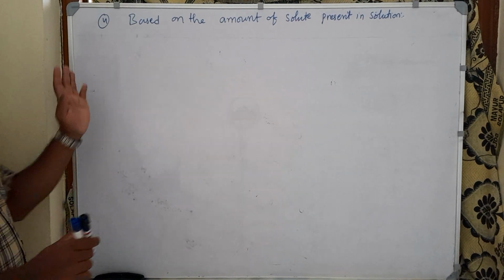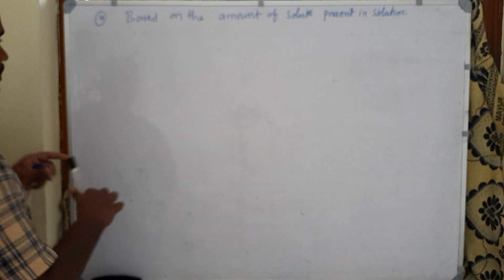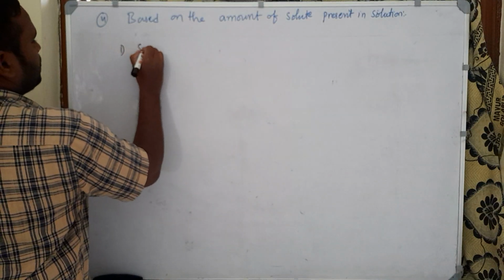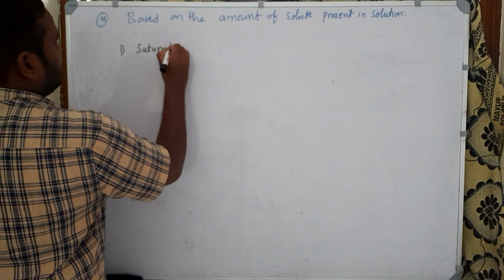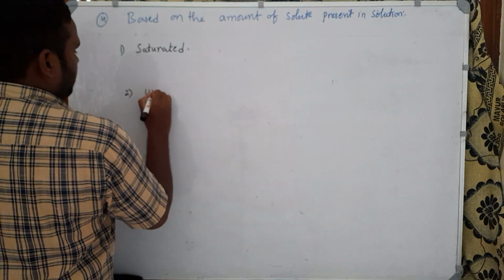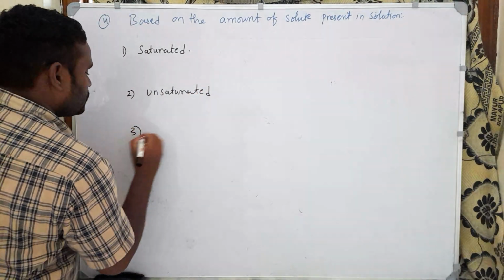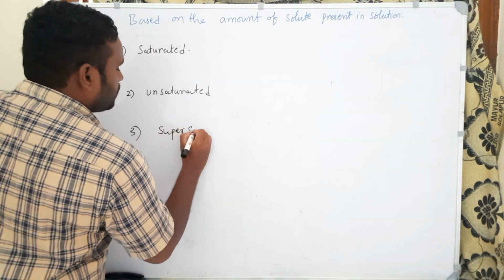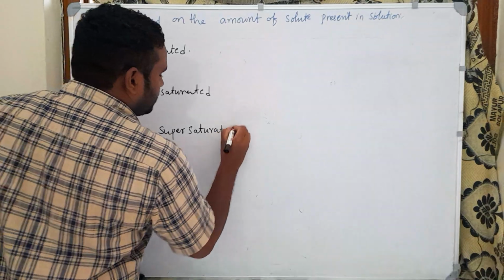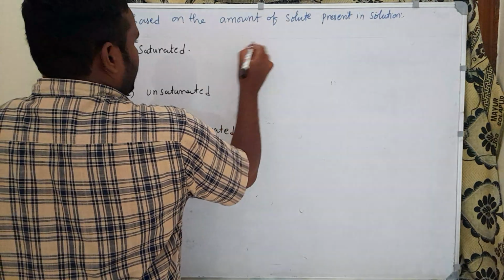The next classification is based on the amount of solute present in the solution. Based on the amount of solute present, solutions are again classified into three types. The first one is saturated solution, unsaturated, and supersaturated: saturated, unsaturated, and supersaturated.